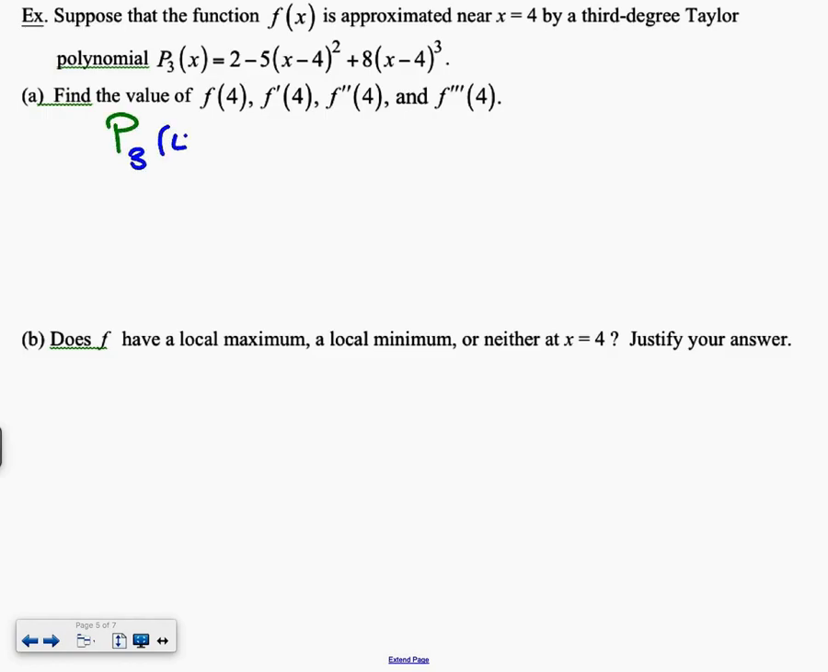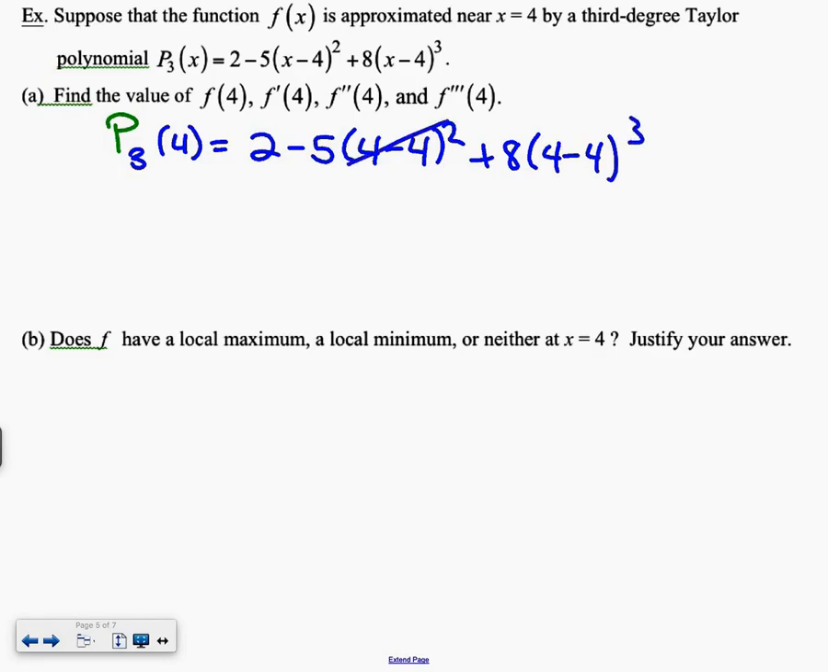P3 of 4 is 2 minus 5 times, what's going to happen? Right? These are both 0, right? Yes? So P of 4 is 2? Yeah. Okay. All right. So P of 4 is 2. All right, they want me to find f prime of 4.